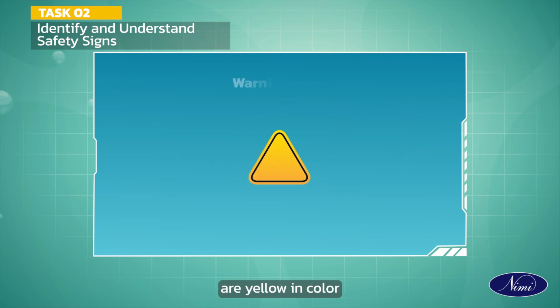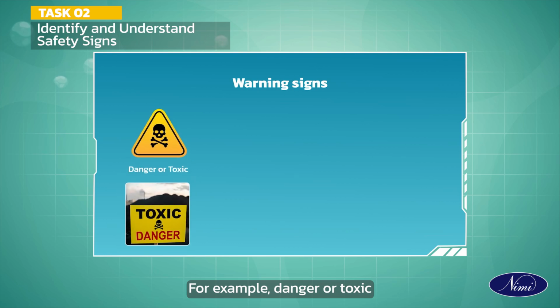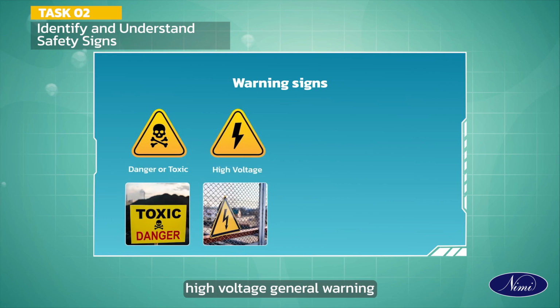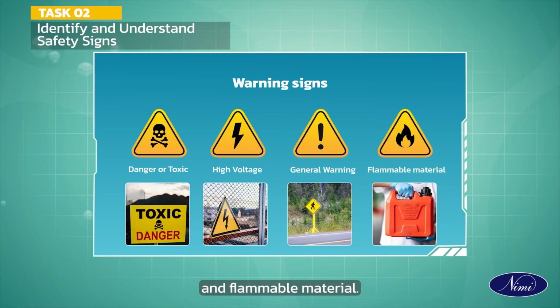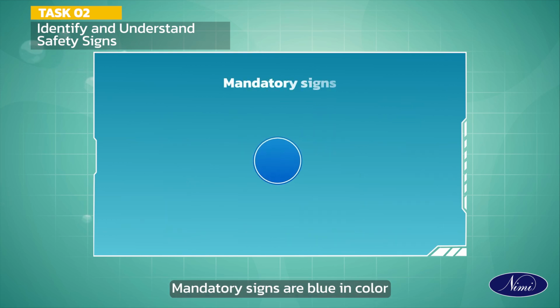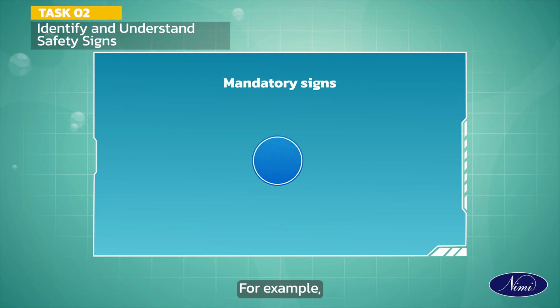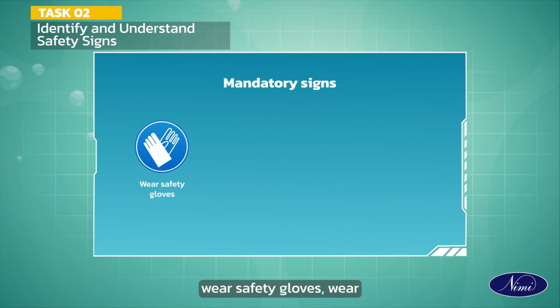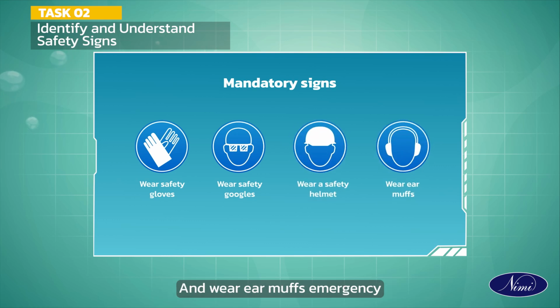Warning signs are yellow in color and indicate a potential hazard. For example, danger or toxic, high voltage, general warning, and flammable material. Mandatory signs are blue in color and indicate what one must do in order to remain safe. For example, wear safety gloves, wear safety goggles, wear a safety helmet, and wear earmuffs.